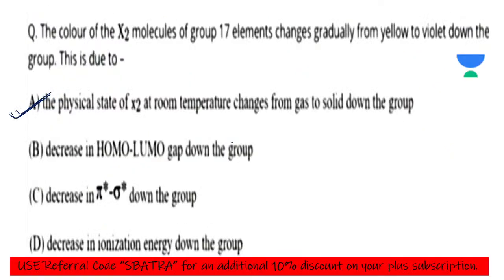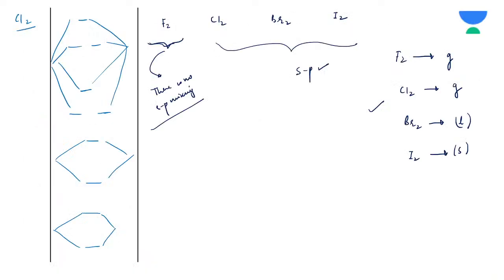See, the concept is the physical state of X2 at room temperature changes from gas to solid down the group. We are talking about physical state, so option A is correct. Color doesn't depend on the physical state, it depends upon electronic transition, which lies in your visible region. So that's the reason for this concept. But the question is the physical state of X2 at room temperature, and it's actually changing from gaseous state to solid state, so option A is absolutely correct.